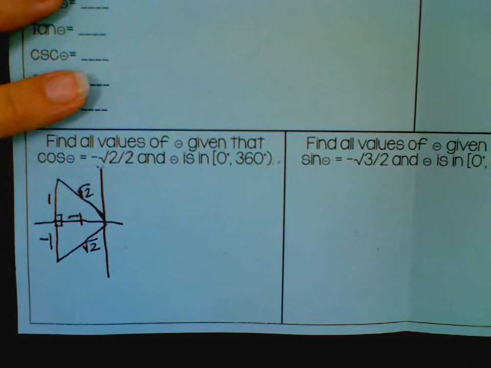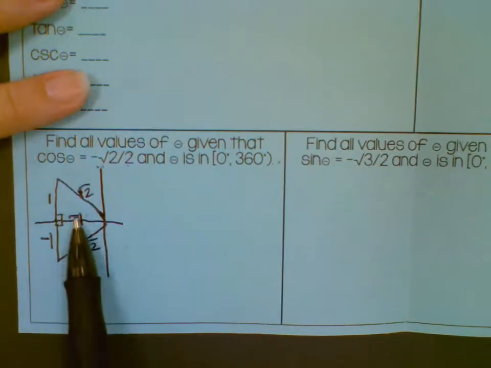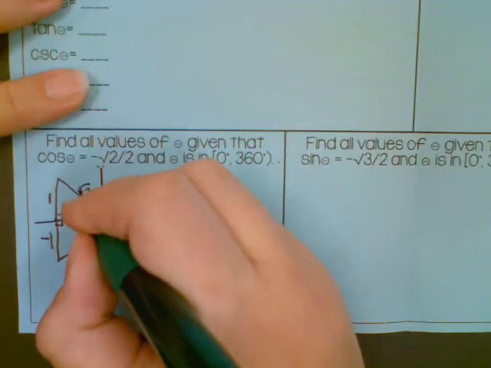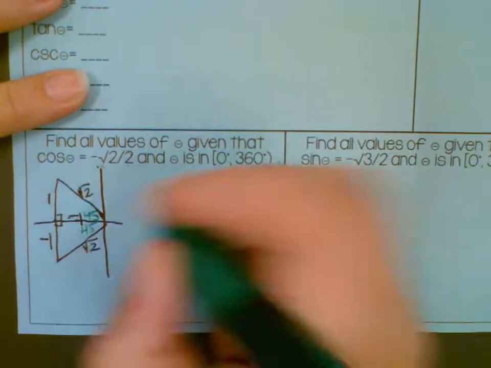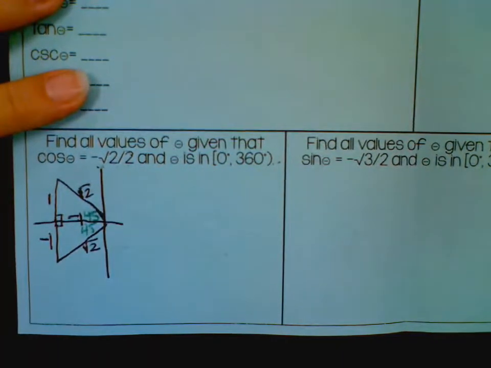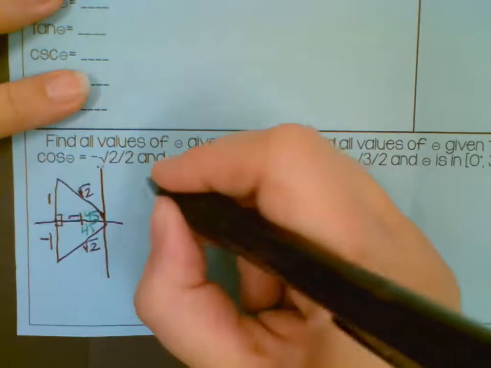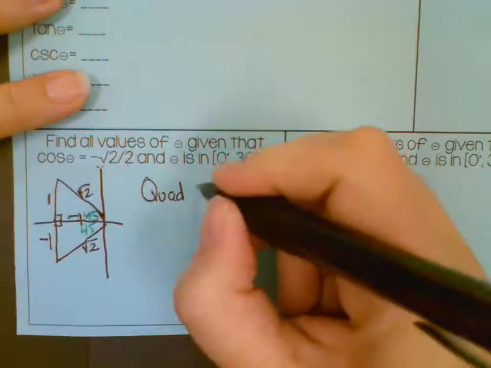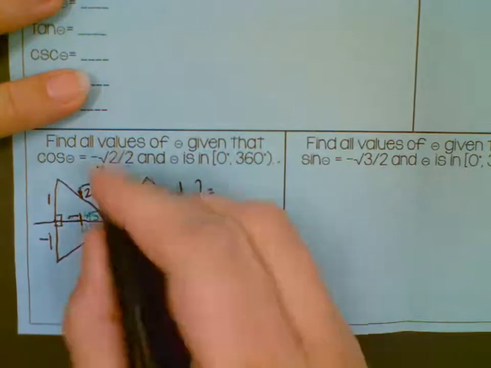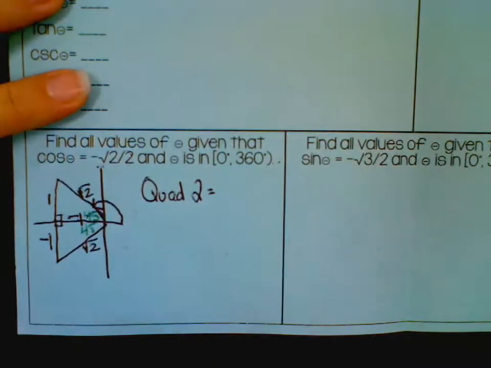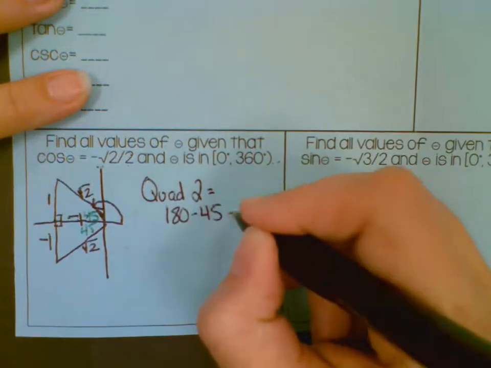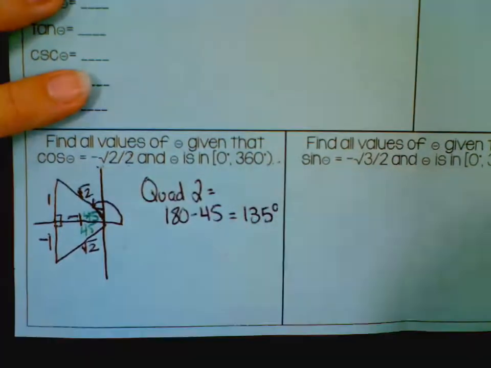So what angle here would create a 1, 1, root 2 triangle? Very good. Our angle would have to be 45 in both those triangles, because 1, 1, root 2 is 45 degrees. So in quadrant 2, we have a reference angle of 45, but we want to see what's the angle that's going to land us there. So how would we find that out? Very good. We would do 180 minus our reference angle. So in quadrant 2, our angle is 135.